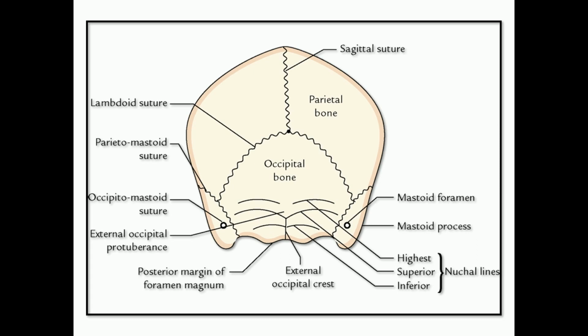This diagram shows the norma occipitalis, or we can say the posterior view of the skull. This one is the occipital bone. Within the occipital bone, the highest area is called the external occipital protuberance, the median aspect. This one is the external occipital crest, and from the external occipital protuberance there are two curved bony ridges called the superior nuchal line. Above the superior nuchal line there is the highest nuchal line, and below there is the inferior nuchal line.